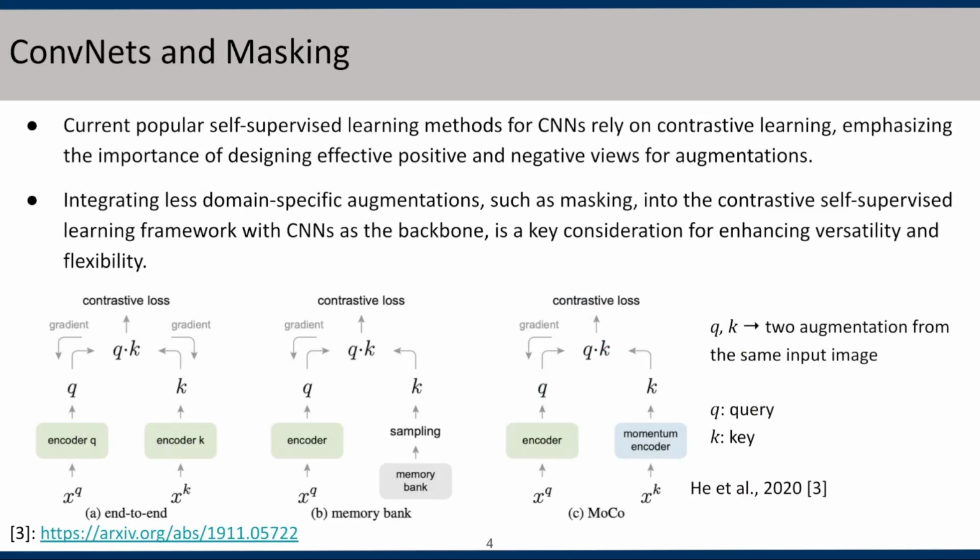In self-supervised learning methods for ConvNets, contrastive learning is the dominant method, emphasizing the design of effective positive and negative views for augmentations. Integrating more generic augmentations, such as masking and masked image modeling, into the contrastive self-supervised learning framework with ConvNets as the backbone is crucial for enhancing versatility and flexibility.